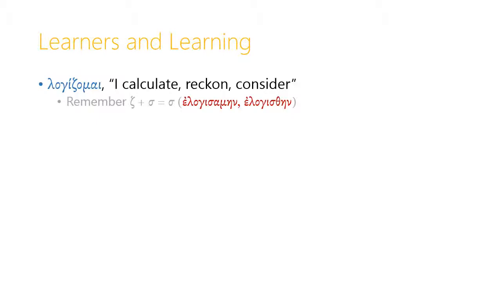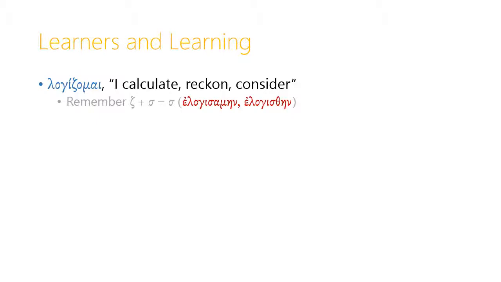Again, the other forms of logizomai are quite regular, as long as we remember that when you put a sigma following the zeta there, the zeta is going to just drop out. And so instead of elogizamein, which again you can hear is difficult to pronounce, we have elogisamein as the first aorist middle, because of course logizomai is a deponent verb. And the aorist passive is elogisthein.